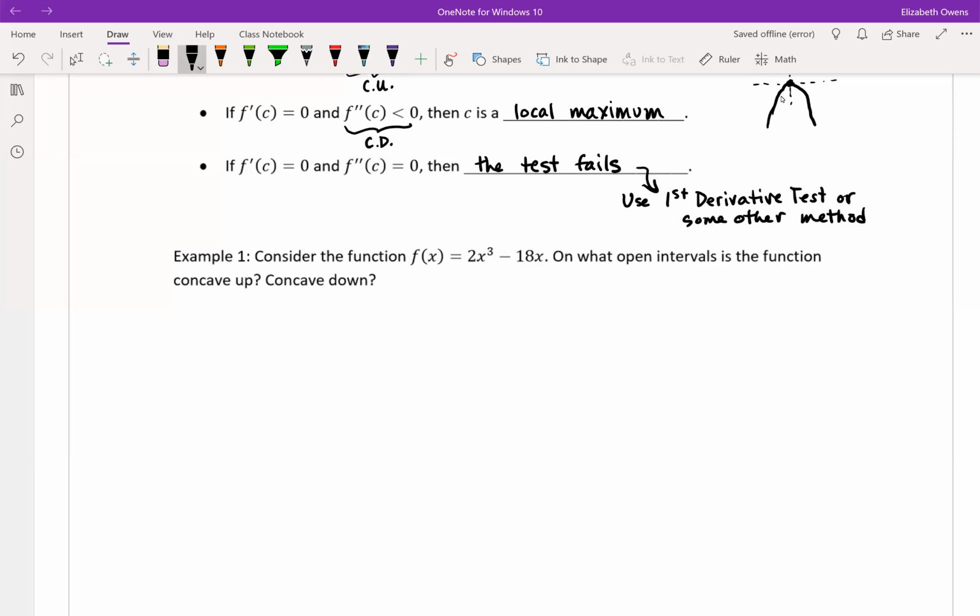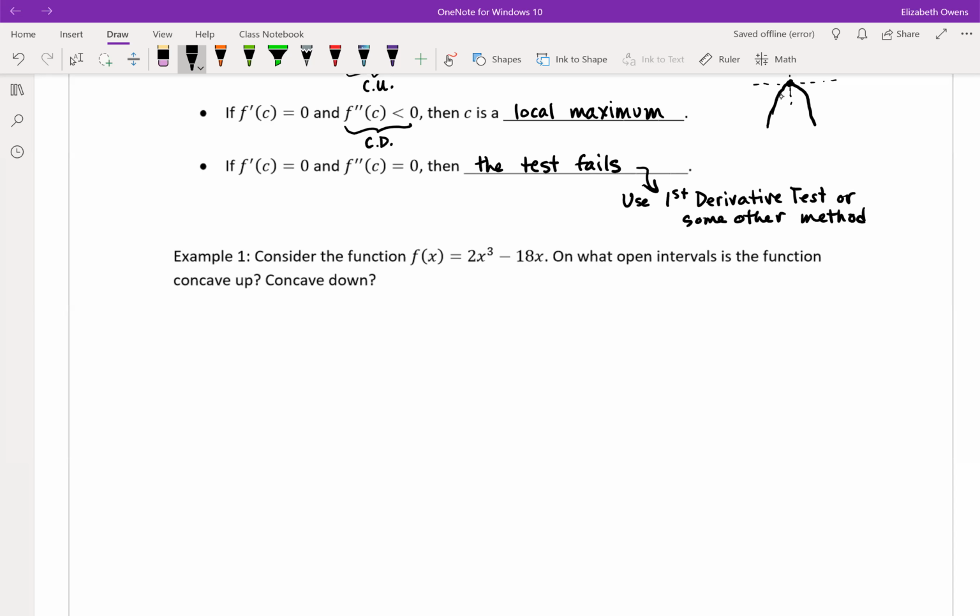Here's an example in section 4.4. We are going to consider the function f of x equals 2x cubed minus 18x. On what open intervals is the function concave up, and on what open intervals is it concave down?